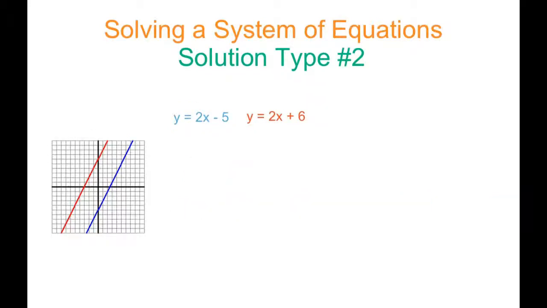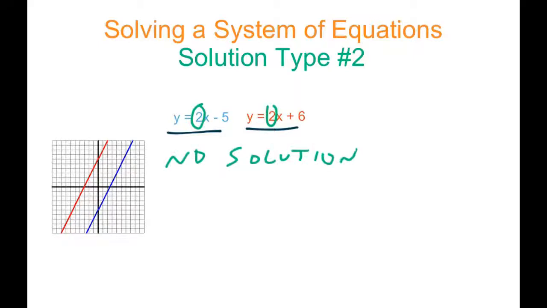Alright, solution type number two. Here's the equation for the blue line. Here's the equation for the red line. They don't intersect at all. And of course we know that they don't intersect at all because they have the same slope. So here, there's no solution.